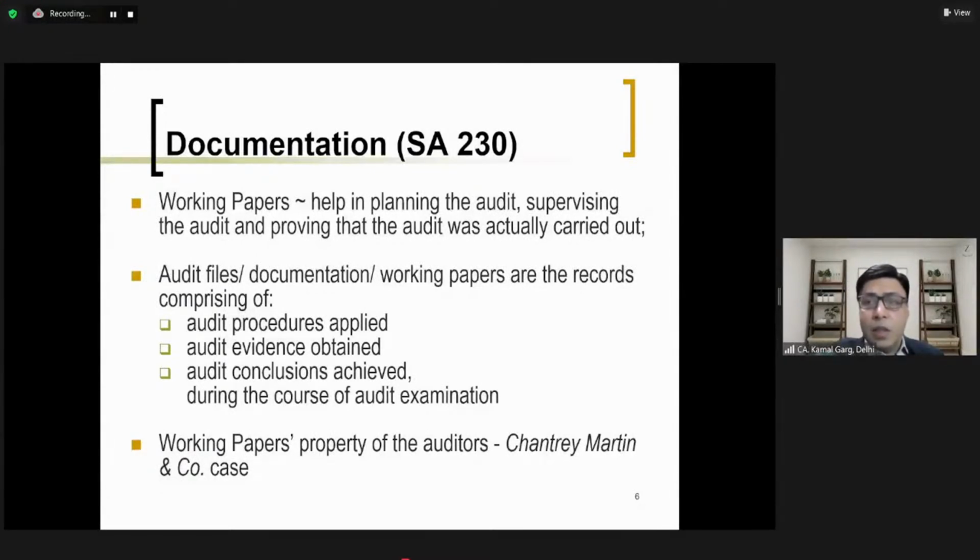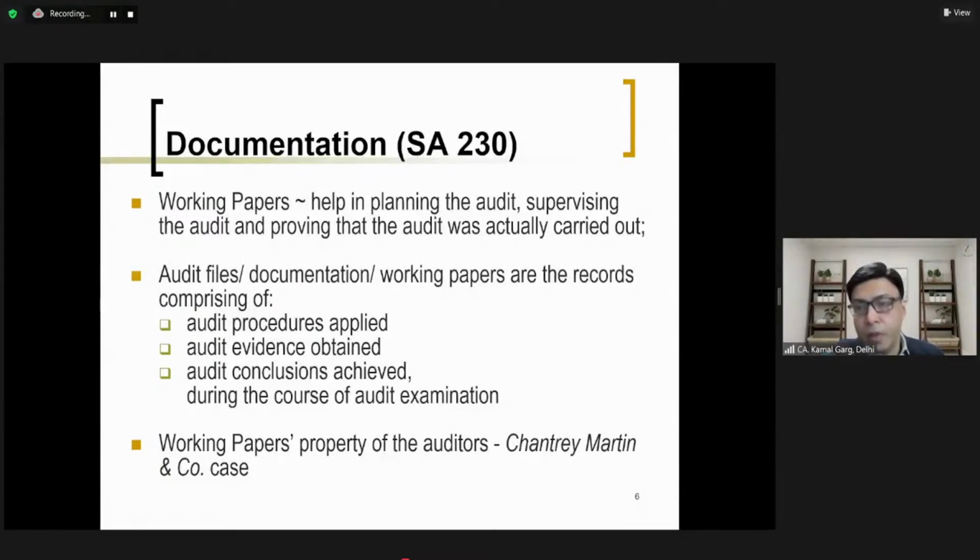Question arises, if I, being the auditor, am preparing a working paper, whose property is the working paper? So the standard is very clear. SA 230 states that working papers are the property of the auditors. So it is the discretion, it is the choice of the auditor whether to hand over a copy of working papers to outside parties or not.